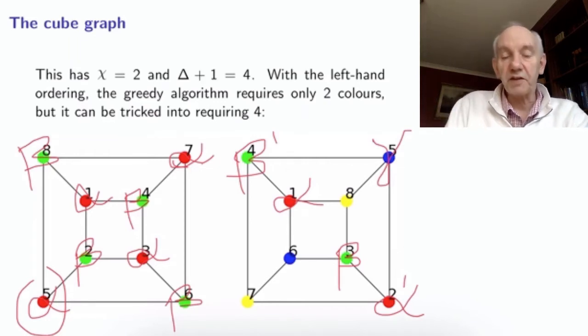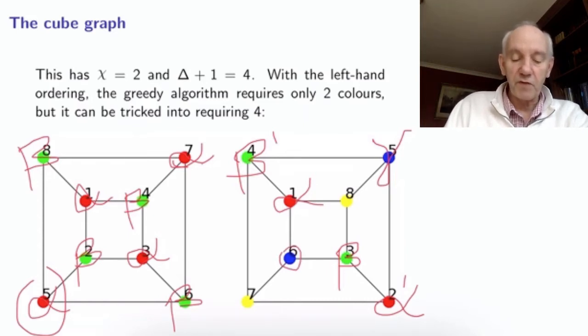And then we go to 6. In case you can't quite see, this is this one here that's 6. And the same reasoning tells us that this vertex 6 has to be coloured gamma.